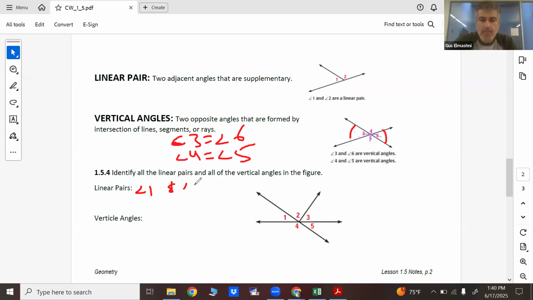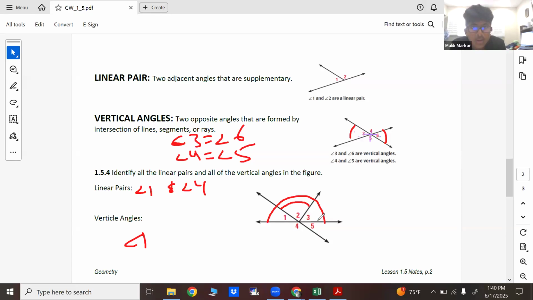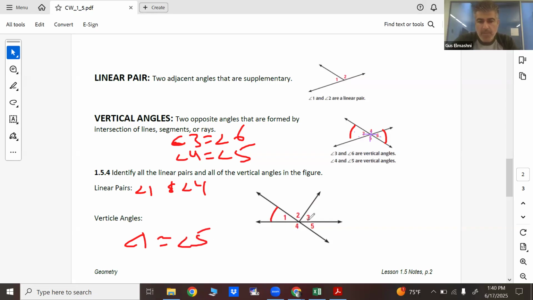Okay. Here, angle 1, angle 4. And vertical angles, angle 1, angle 5. Wait, isn't angle 1 and angle 3 also a linear pair? No, because you have to include angle 2 also. Oh, so it can only be 2? A pair is 2, mind you, right? Pair means 2, and they have to add to 180. So 1 and 4 are a pair and add to 180. Or 4 and 5, that could work also. But angle 1 will equal angle 5 because they're directly opposite of each other.